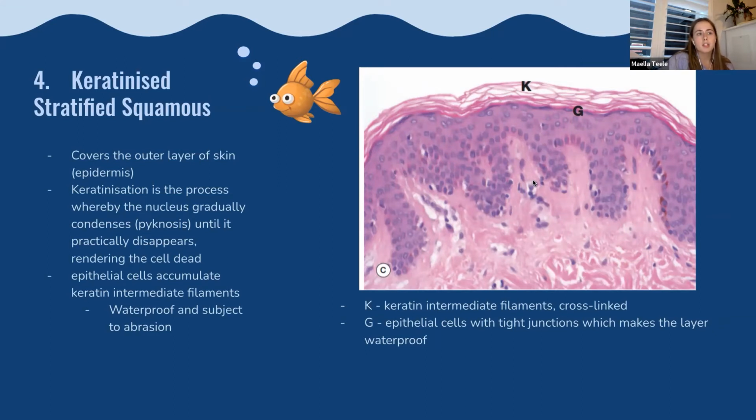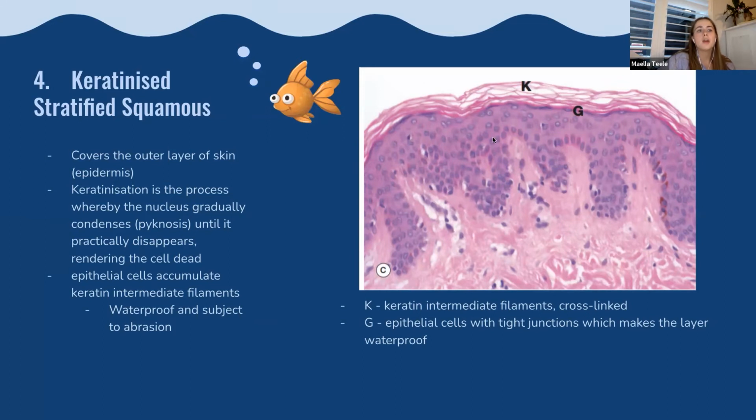And the nucleus gradually condenses until it disappears, and then the cell's dead. So the epithelial cells accumulate keratin, intermediate filaments, which pretty much just makes your skin waterproof, and it is subject to abrasion, but because epithelium is so regenerative, it's not an issue for this.